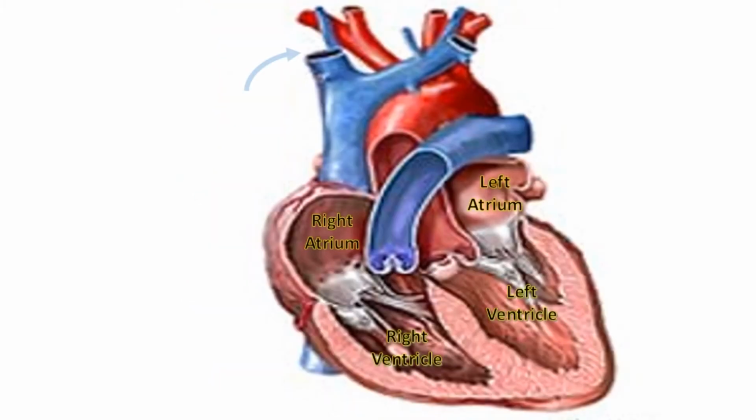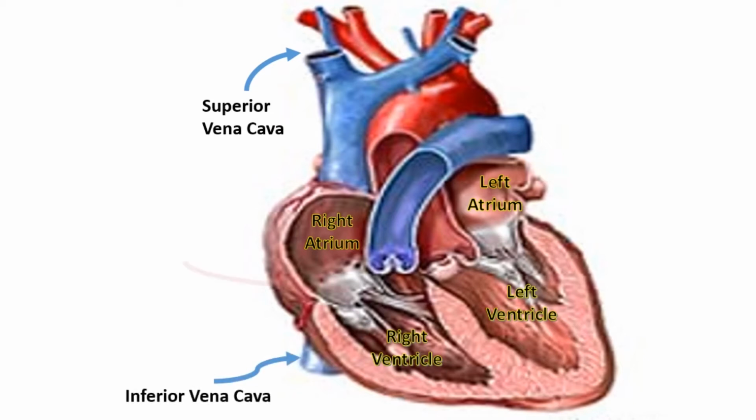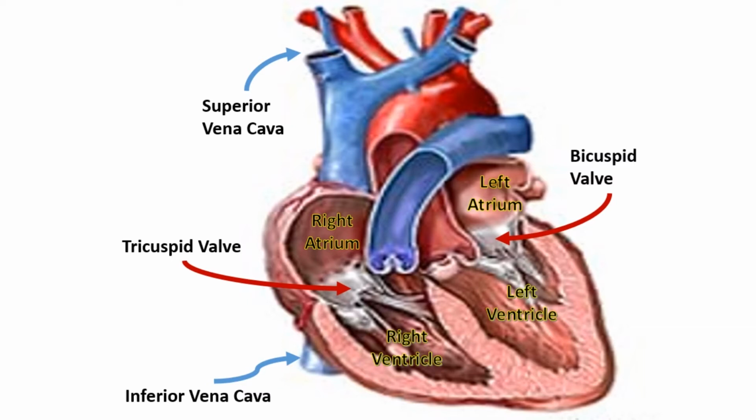The right atrium is connected by blood vessels called superior vena cava and inferior vena cava. In between the right atrium and right ventricle, a tricuspid valve is extended. On the other side of the heart, in between the left atrium and the left ventricle, the bicuspid valve, also called the mitral valve, is extended.